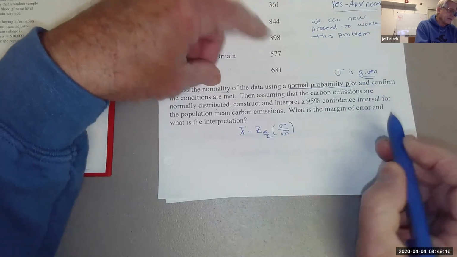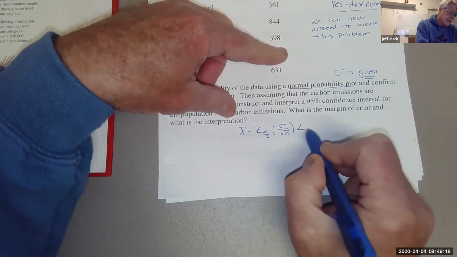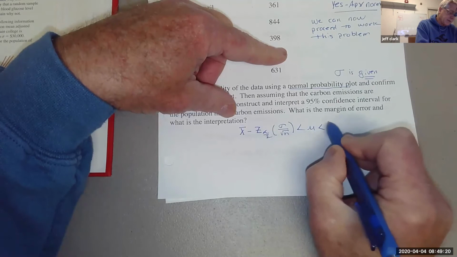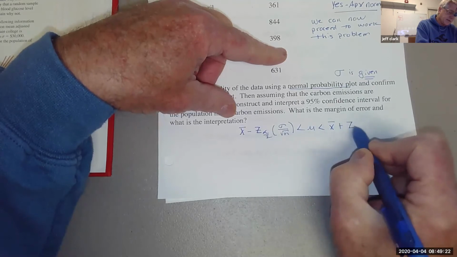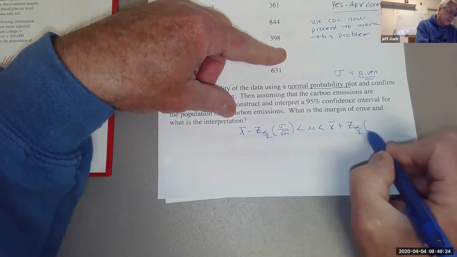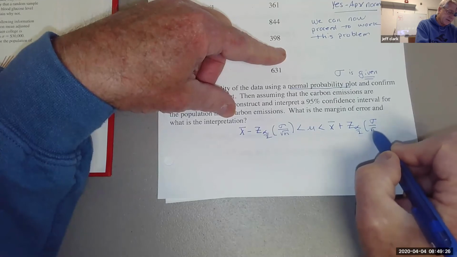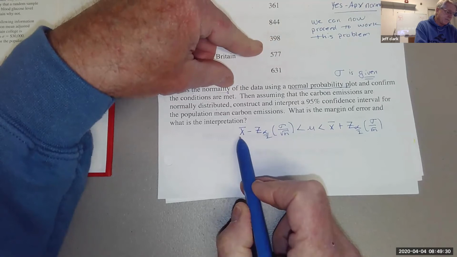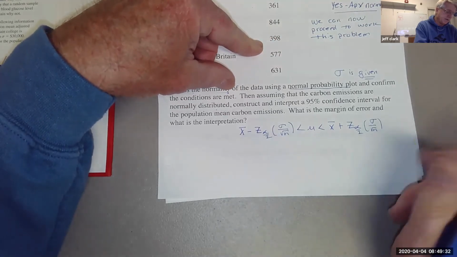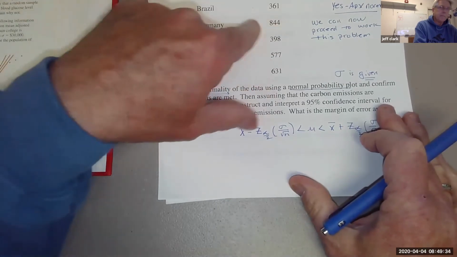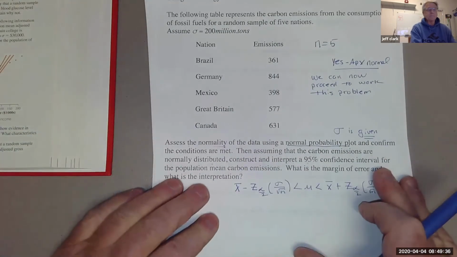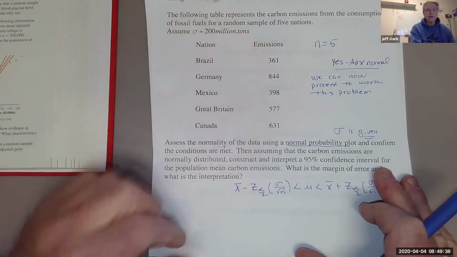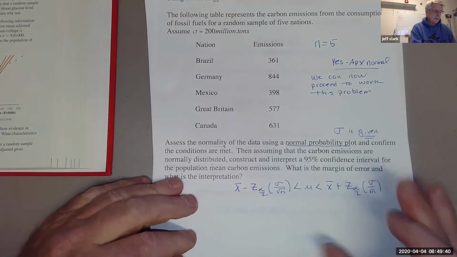If sigma is given, then x bar minus z sub alpha divided by 2 times sigma over the square root of n is less than mu, which is less than x bar plus z sub alpha divided by 2 times sigma over the square root of n. And you go through and say, what's x bar? Well, they don't give it to me, but you can calculate that.